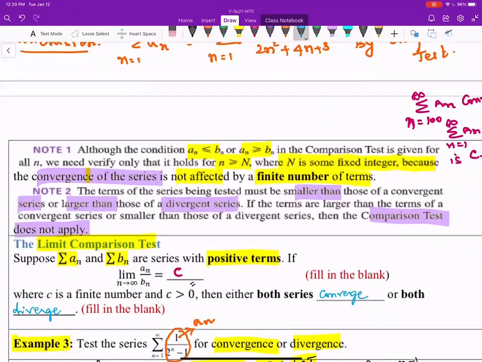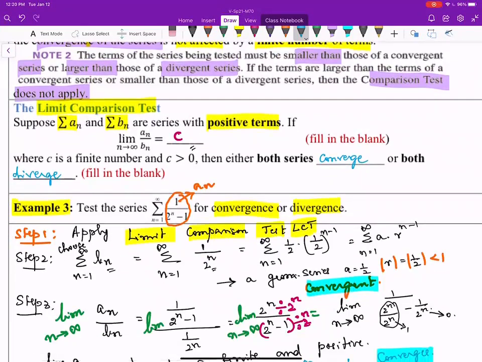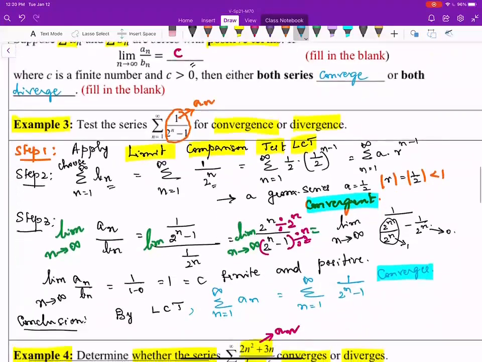Even though you are allowed to choose any technique, comparison or limit comparison, make sure that the limit comparison test has less chance for errors.